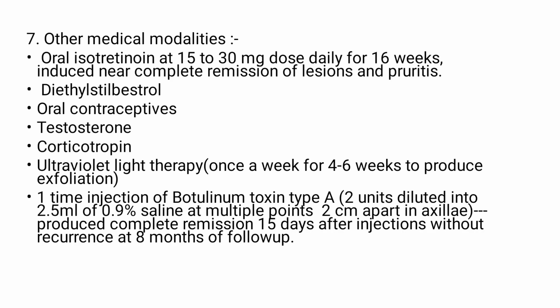Ultraviolet light therapy once a week for 4 to 6 weeks to produce exfoliation. One-time injection of botulinum toxin type A: 2 units are diluted into 2.5 ml of 0.9% saline and injected at multiple points 2 cm apart in the axilla. This produces complete remission 15 minutes after injection, without recurrence at 8 months of follow-up.